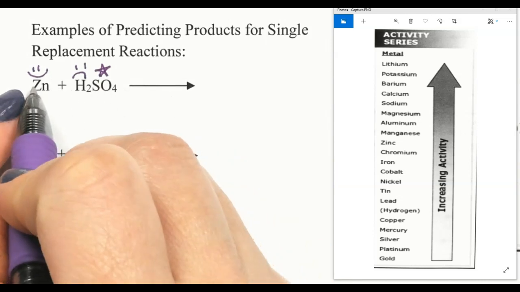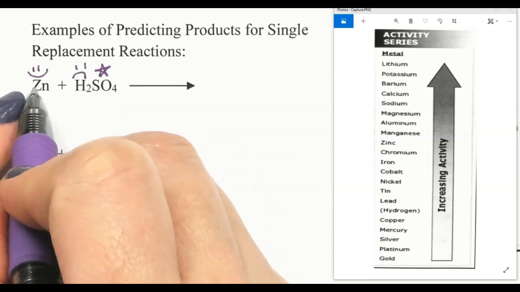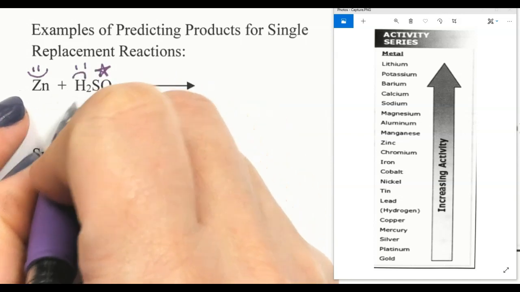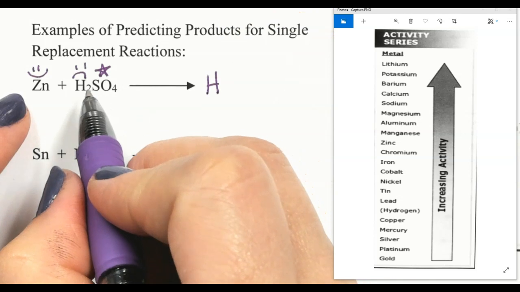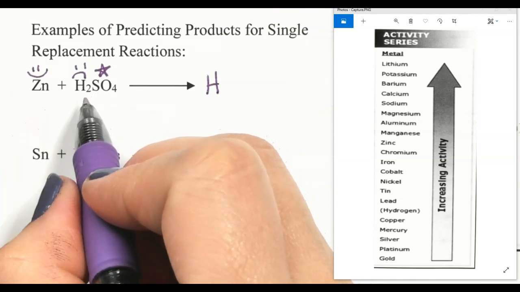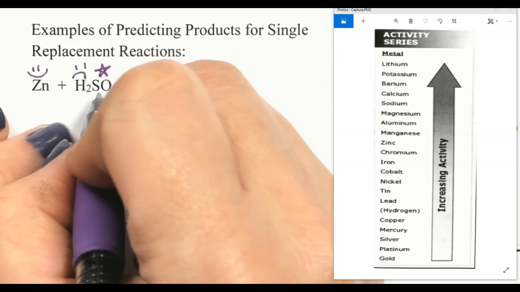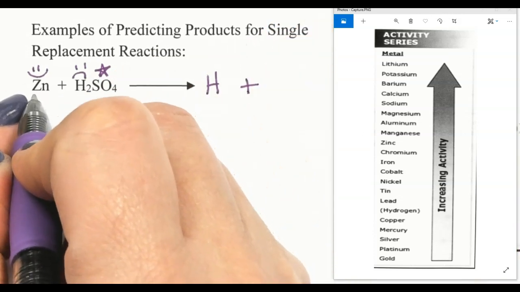So that means that zinc is going to switch spots because sulfate's going to kick out hydrogen and take in the zinc. So we're going to move hydrogen to be the single element. Notice that I am not carrying forward this little 2 here, even though it's going to get a 2, but we're not going to carry it forward because it's here. And so I'm going to put a plus because hydrogen is now the single element.